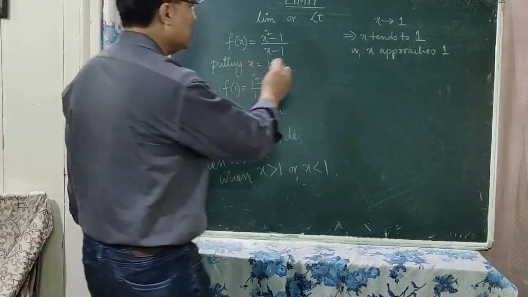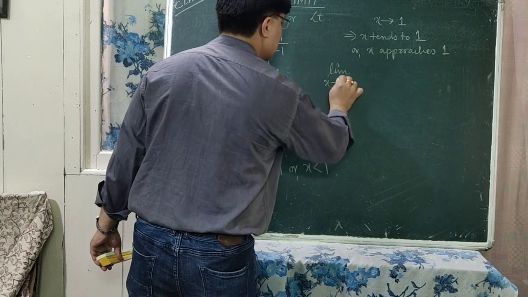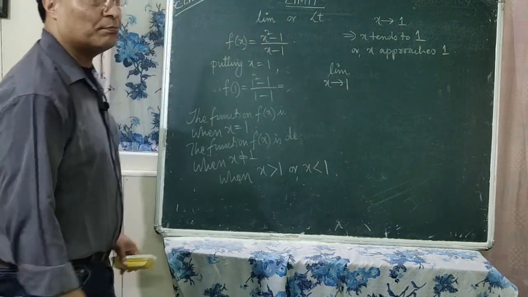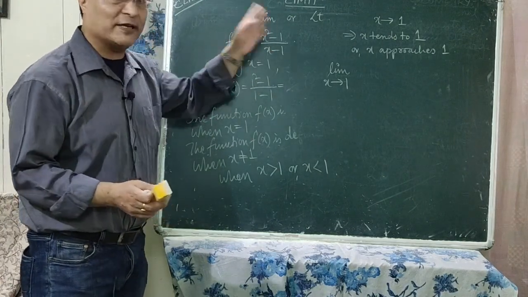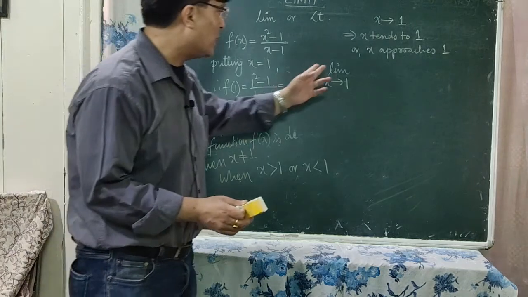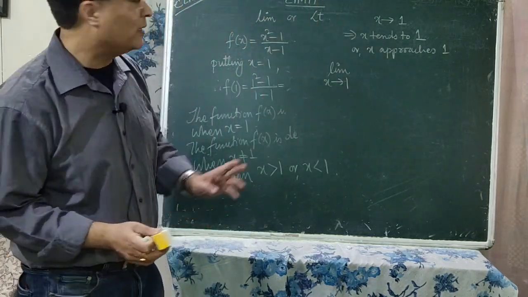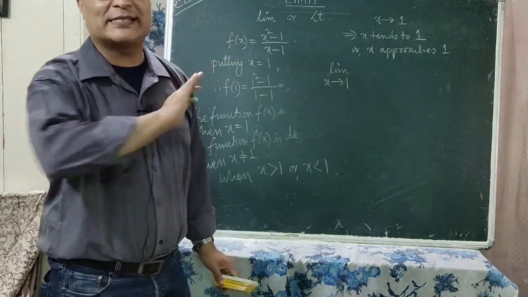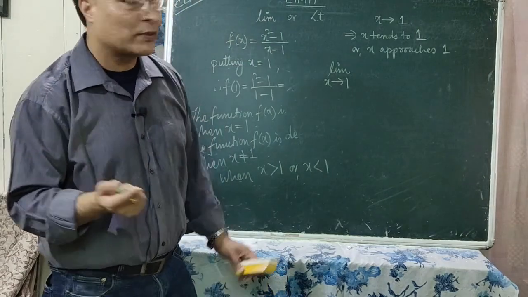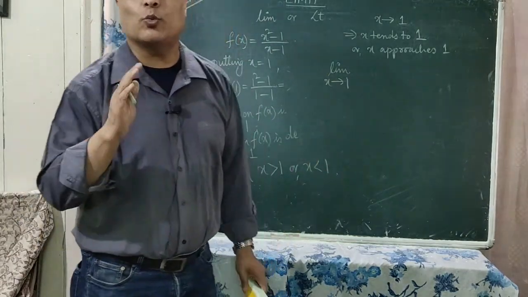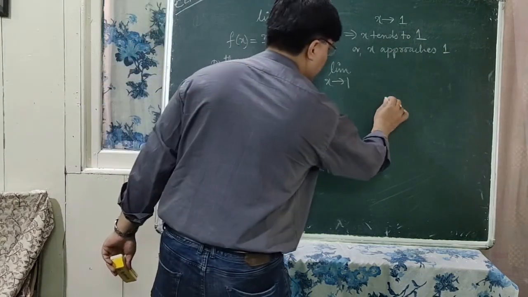Now in this case we take limit x tends to 1, because when you put x equal to 1, the function f of x is undefined. So that's why we are taking limit x tends to 1. X tends to 1 means x is exactly not equal to 1, but it is approaching towards 1.